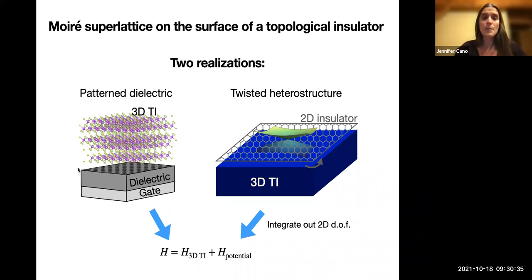And this sort of setup has already been realized in a few experiments, in particular from Cory Dean's group at Columbia. So this is something which could be done in an experiment on the surface of a TI.